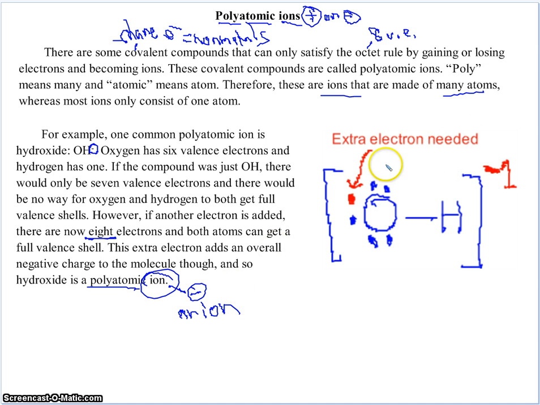So look, the extra electron needed, right? This red one. The blue is what you would have if it were just O and H, but oxygen would be missing one, right? So you need an extra one. That gives it a -1 charge, like that.